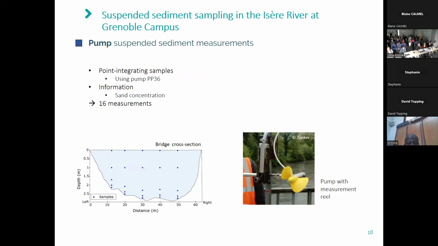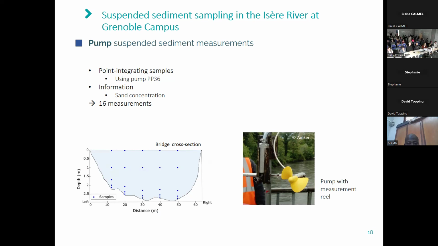Now, for the pump suspended sediment measurements, we used the pump PP36, which was usually attached to the frame of the Delft-Bottle, and we usually sampled at the same depth as the Delft-Bottle. For 7 samplings, we sampled continuously with the pump and the Delft-Bottle sampler. With these samplings, we obtain information on the sand concentration and in total performed 16 measurements.